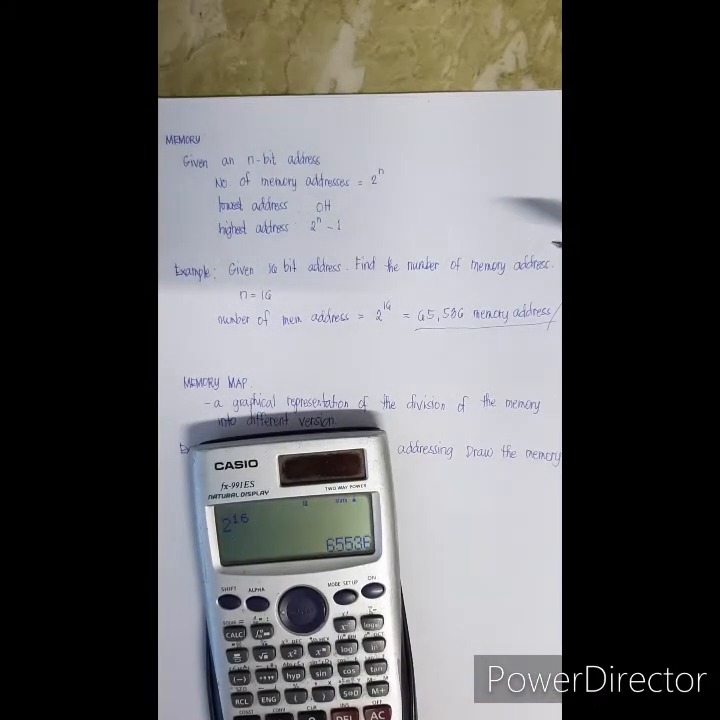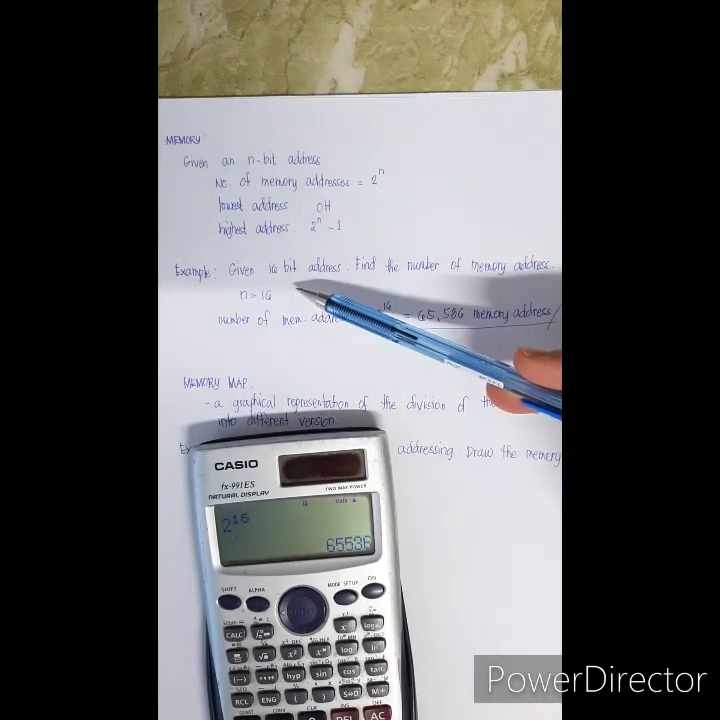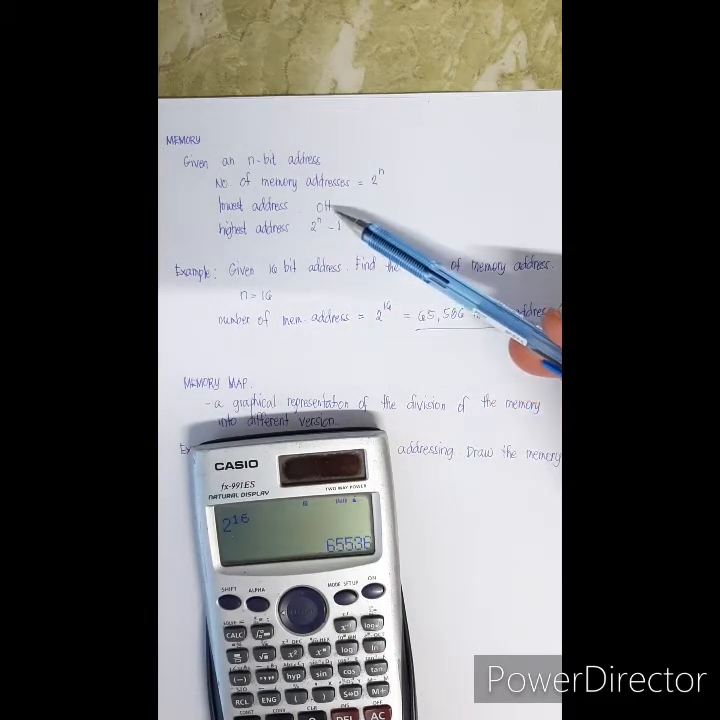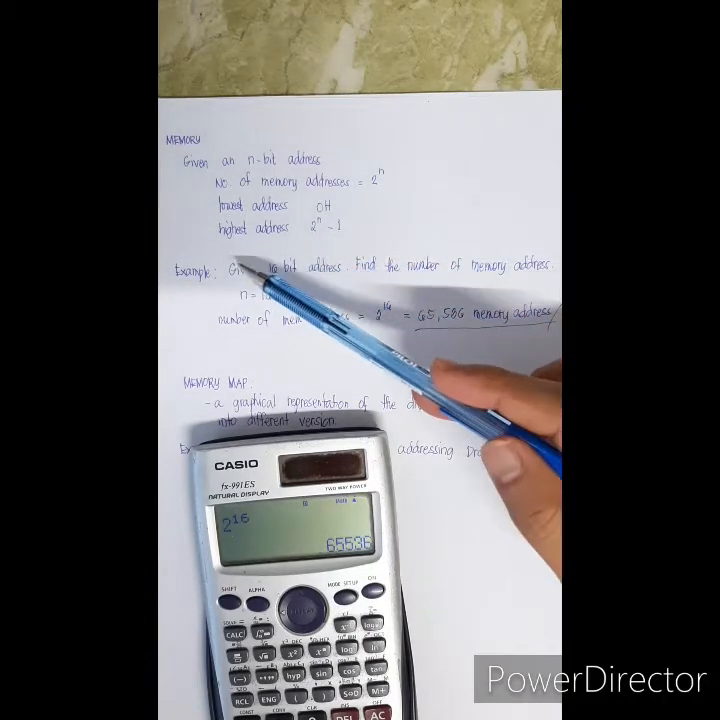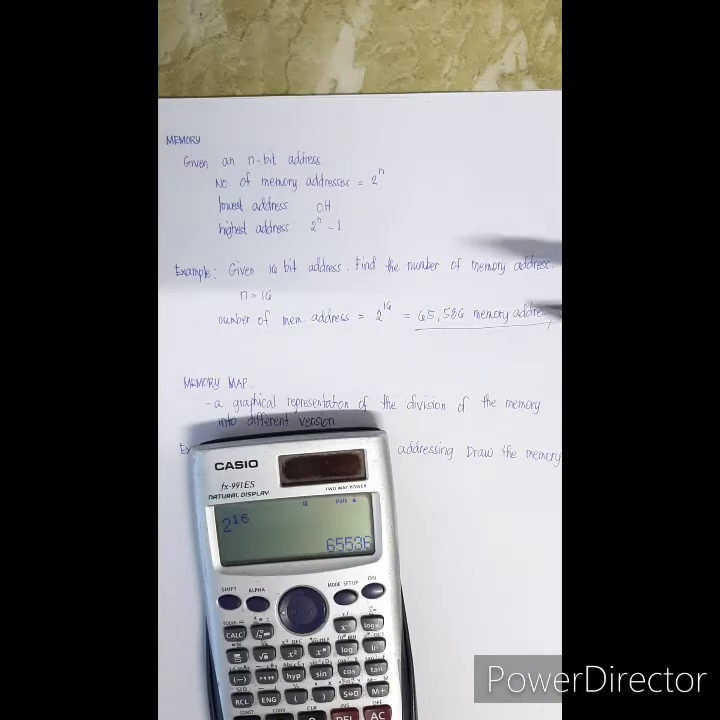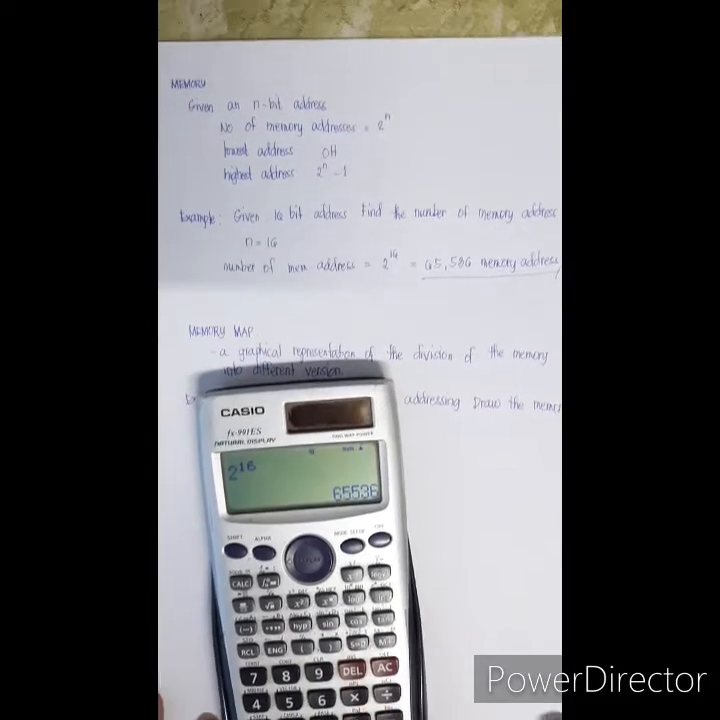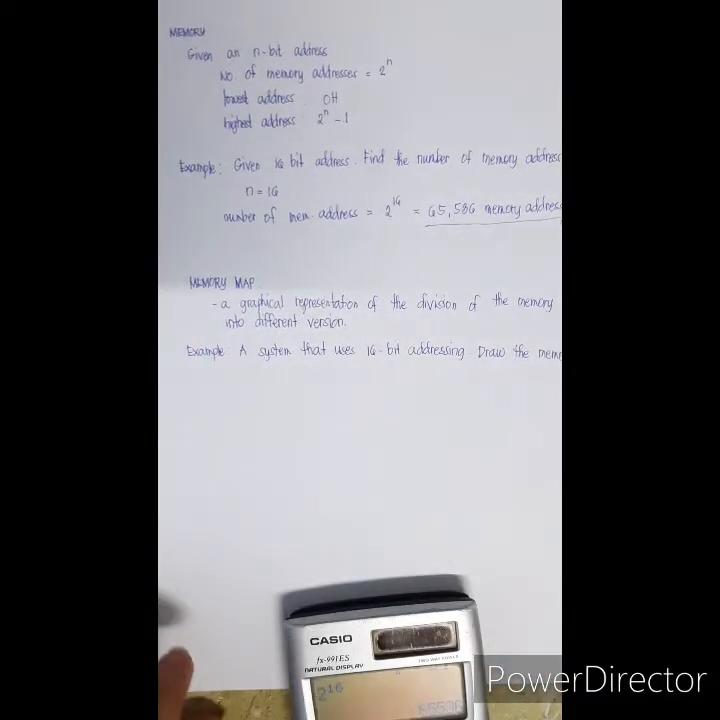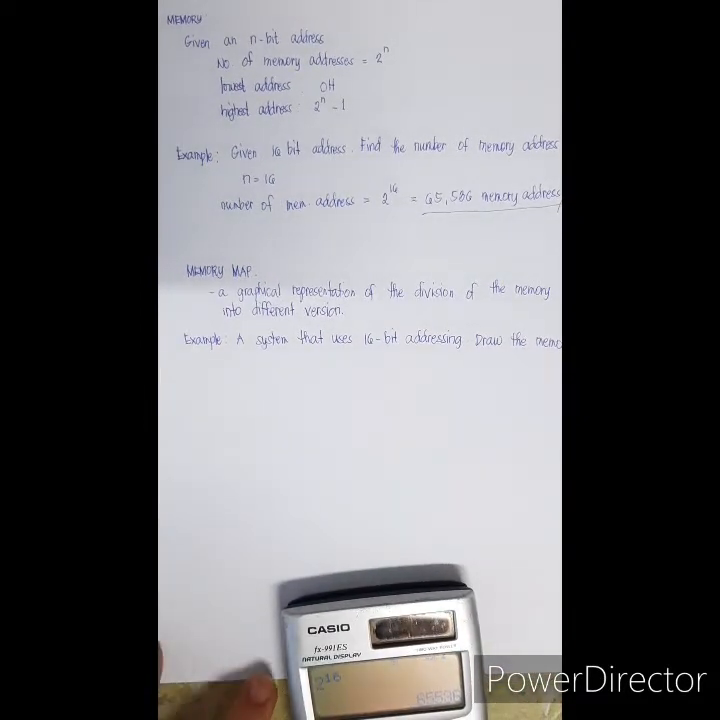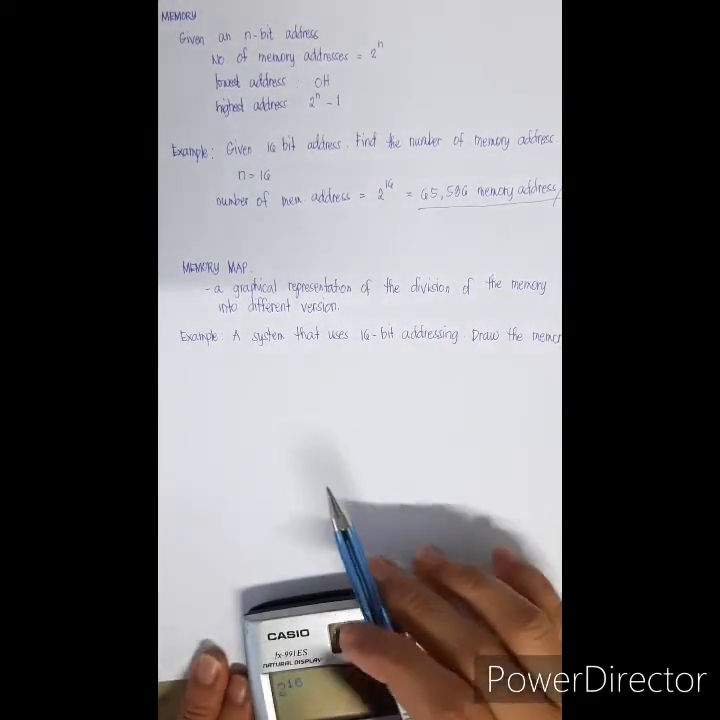If you are asked what would be the lowest address for this given 16-bit addressing, we have 0 as our lowest address. While the highest address would be equivalent to 65,536 minus 1, and that should be converted to a hexadecimal number. As an application of determining the lowest address and highest address, we have here a memory map.